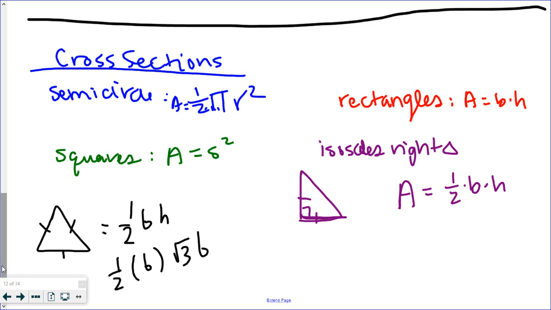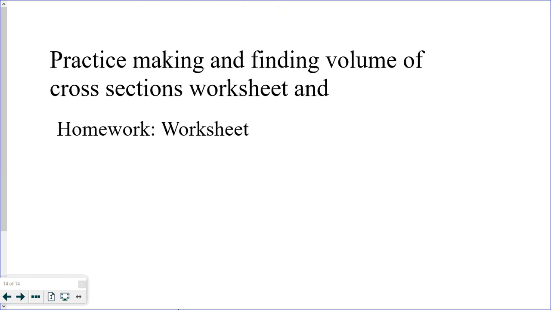All right, well, anyway, we'll finish the rest of this together whenever I'm back, and just try your best, okay? Oh, and there is a worksheet online if you want to try that for homework.